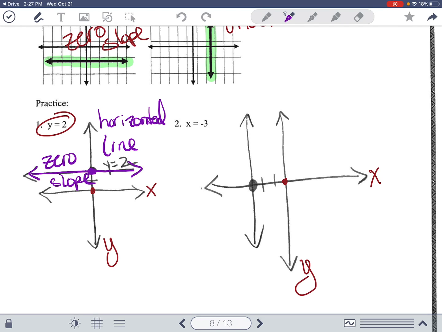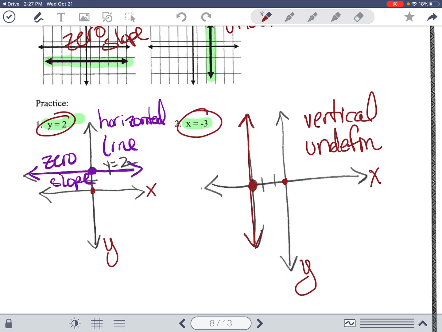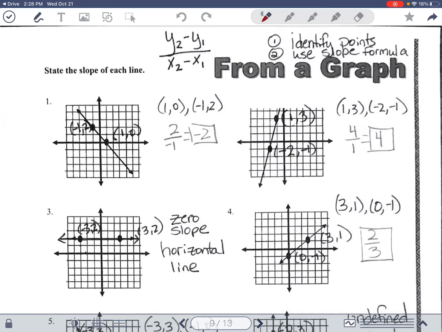If you have x equals something, x equals -3 in this case, you get a vertical line. A vertical line has undefined slope. Okay? All right, let's get to it.